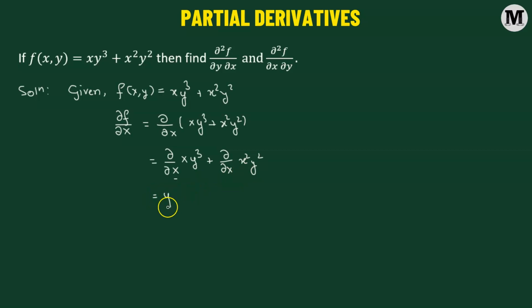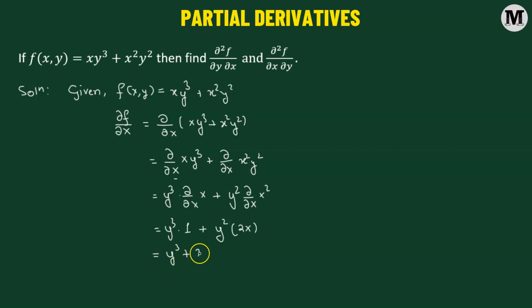So we can pull it out of the derivative. So we have y cubed times partial with respect to x of x plus y squared times partial with respect to x of x squared. Now we can use the rules for ordinary derivatives. So we can take simply y cubed times the derivative of x with respect to x. So that's going to be 1. This will be added to y squared times the derivative of x squared with respect to x. All we have to do is use the power rule to get 2x. So finally we have y cubed plus 2xy squared. So this is going to be the partial derivative of our function f with respect to x.